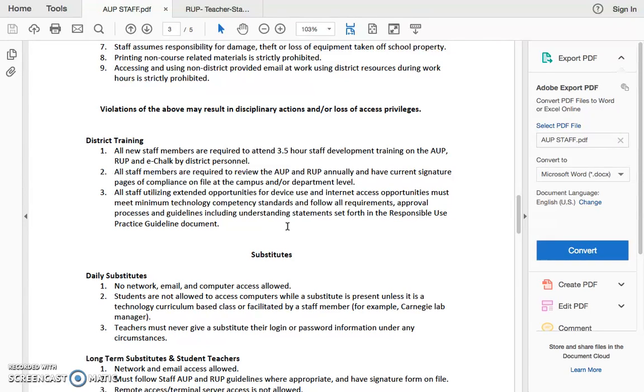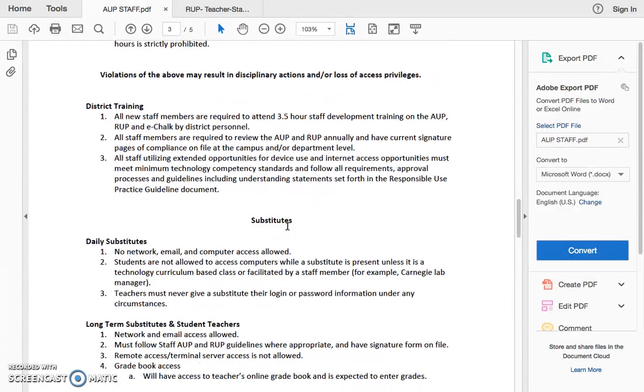Now the next section is district training. All new staff must attend 3.5 hours of staff development on AUP, RUP, as well as ECHALK, which has been phased out recently for Schoology. Staff members will review the AUP, RUP annually and must have a current signature page on file. And staff may use devices and internet access opportunities to meet the tech competency standards for their grade level in adherence with the responsible use policy.